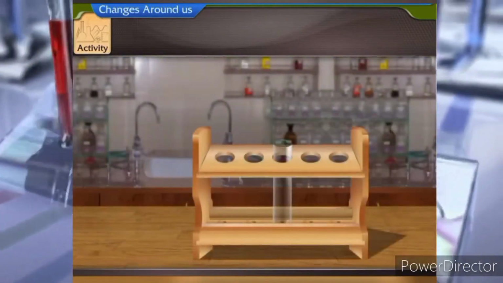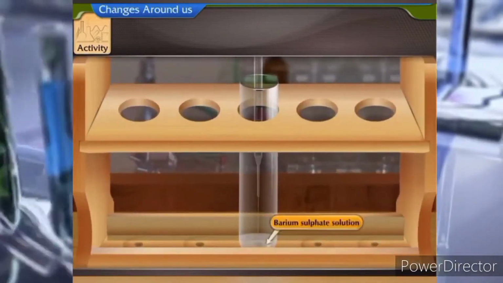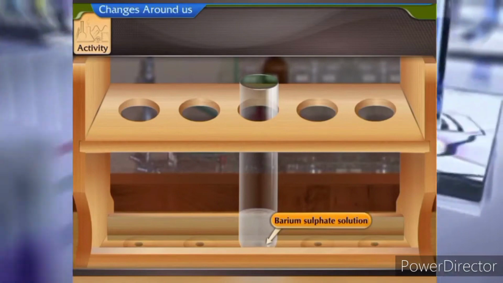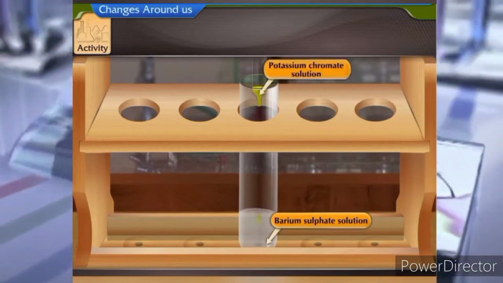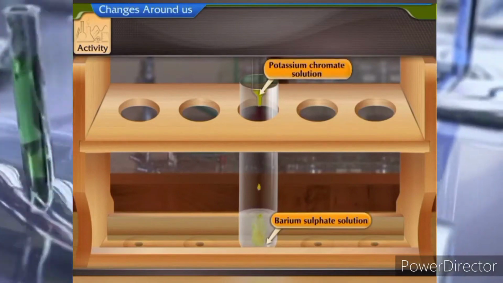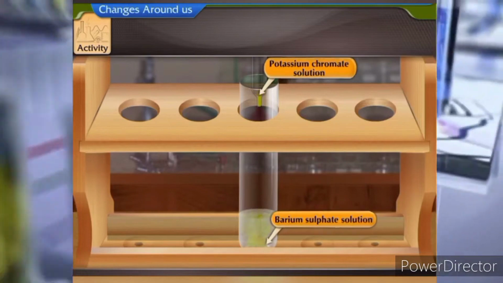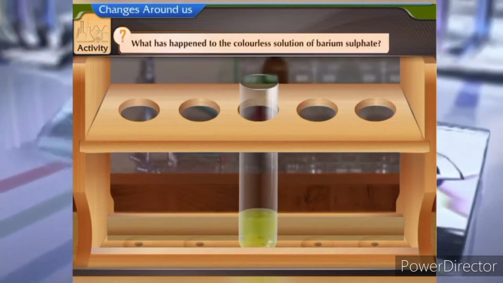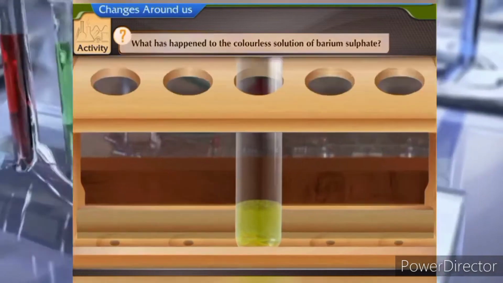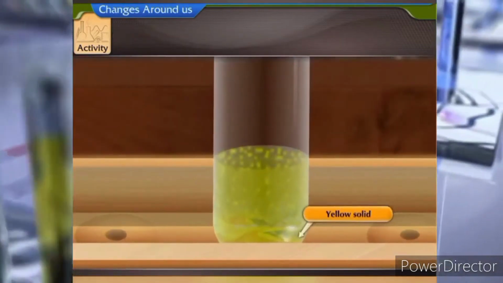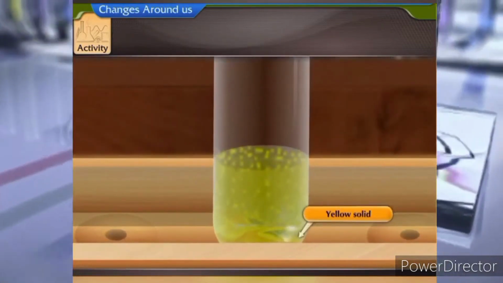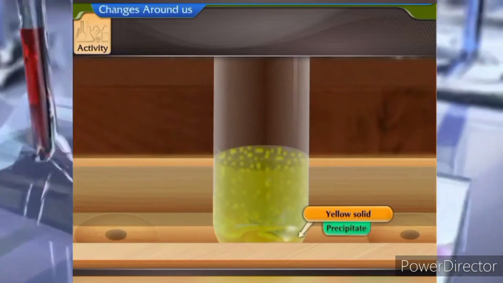Activity. Take a barium sulfate solution in a test tube and add a few drops of potassium chromate solution to it. What has happened to the colorless solution of barium sulfate? A yellow solid separates out from the solution. This is called a precipitate.